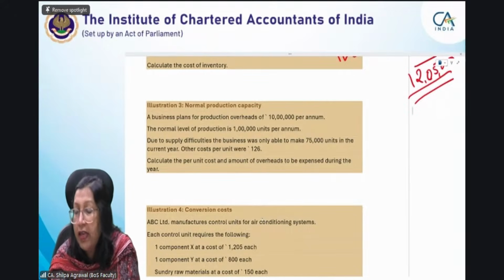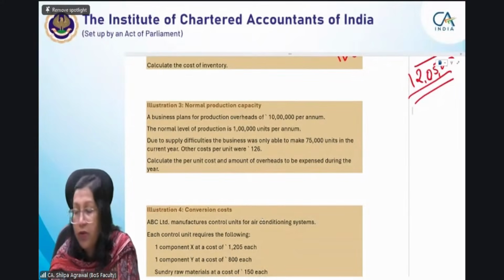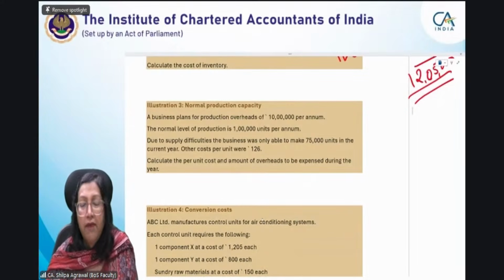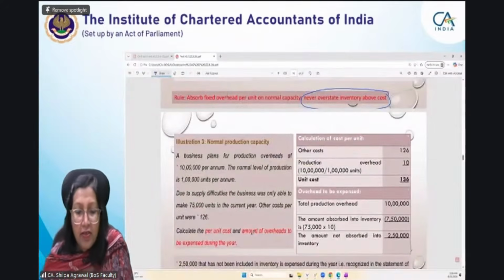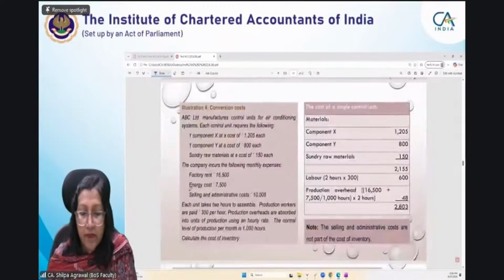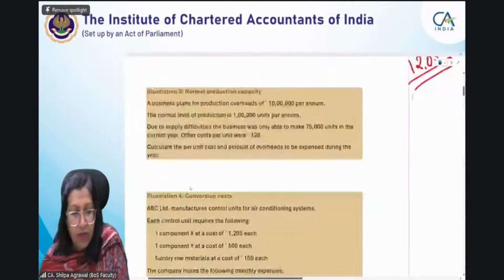For 75,000 units, what would be the fixed overhead? 7.5 lakhs. Very good. And what about 2.5 lakh? Actual fixed overhead was 10 lakh. So what about 2 lakh 50,000, which we have not capitalized? P&L. Very good, Manisha. So I believe everybody has understood and we can move forward to the next part. Let's see this particular illustration also.